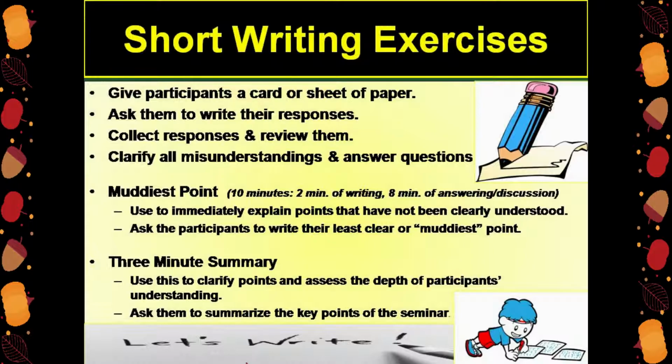Muddiest point usually takes 10 minutes, 2 minutes of writing and 8 minutes of answering or discussion. It is usually used to immediately explain points that have not been clearly understood. Ask the participants to write their least clear or muddiest point.